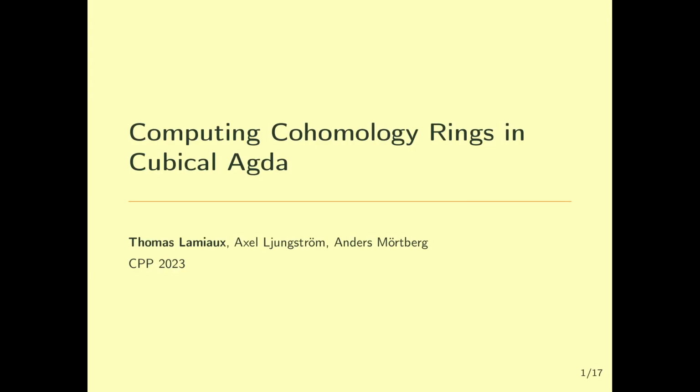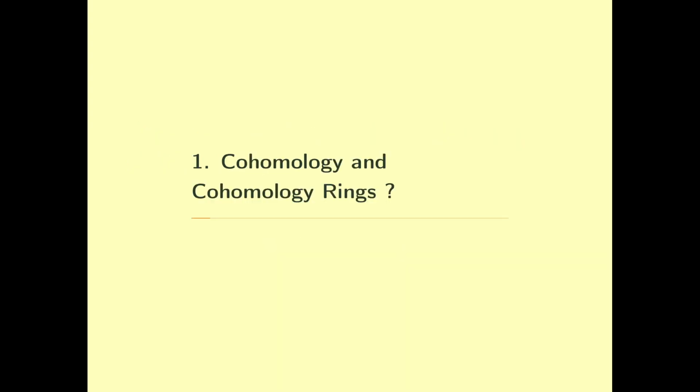Hi, so today we're going to do stuff properly this time. I'm going to explain how to compute cohomology rings in Cubical Agda, but mostly I will explain how data structures influence formalization. So first of all, what are cohomology and cohomology rings?